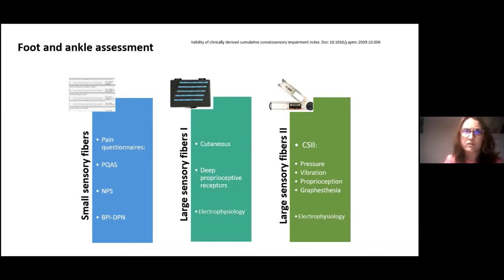Recently, I have used for my investigation the Cumulative Somatosensory Impairment Index, which is a validated tool for people with diabetes. It's composed by 4 tests measuring large somatosensory fibers function related to postural control. They are pressure, vibration, proprioception, and graphesthesia.